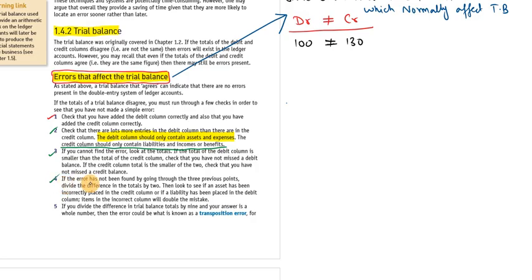Fourth one is, if the error has not been found by going through the 3 previous points, divide the difference in the totals by 2.